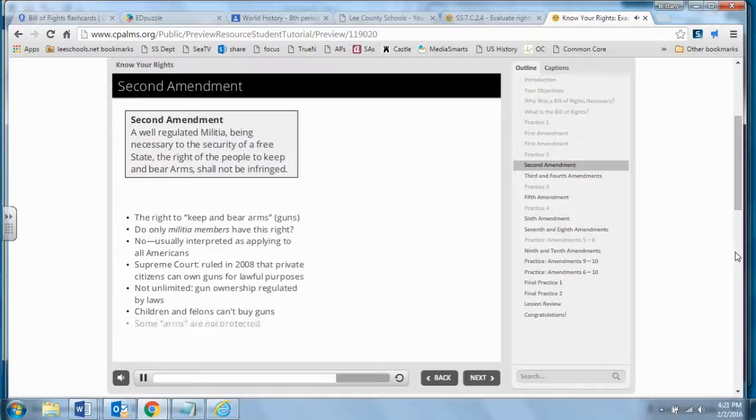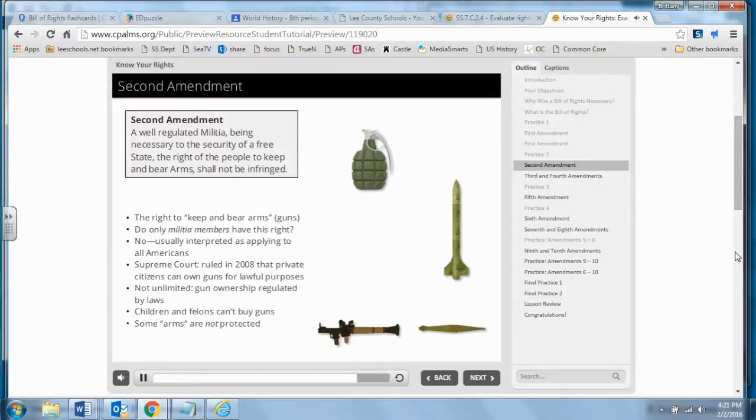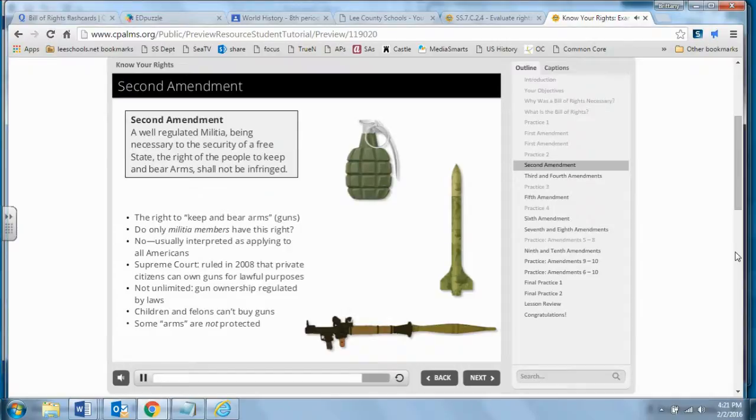There are also limits on what kind of arms people may privately own. An American adult can legally buy and keep a pistol or a shotgun, but can he own a bazooka? How about a grenade? A nuclear missile? No, no, and no. Private citizens cannot arm themselves with any and all types of weapons, despite the protections of the Second Amendment.